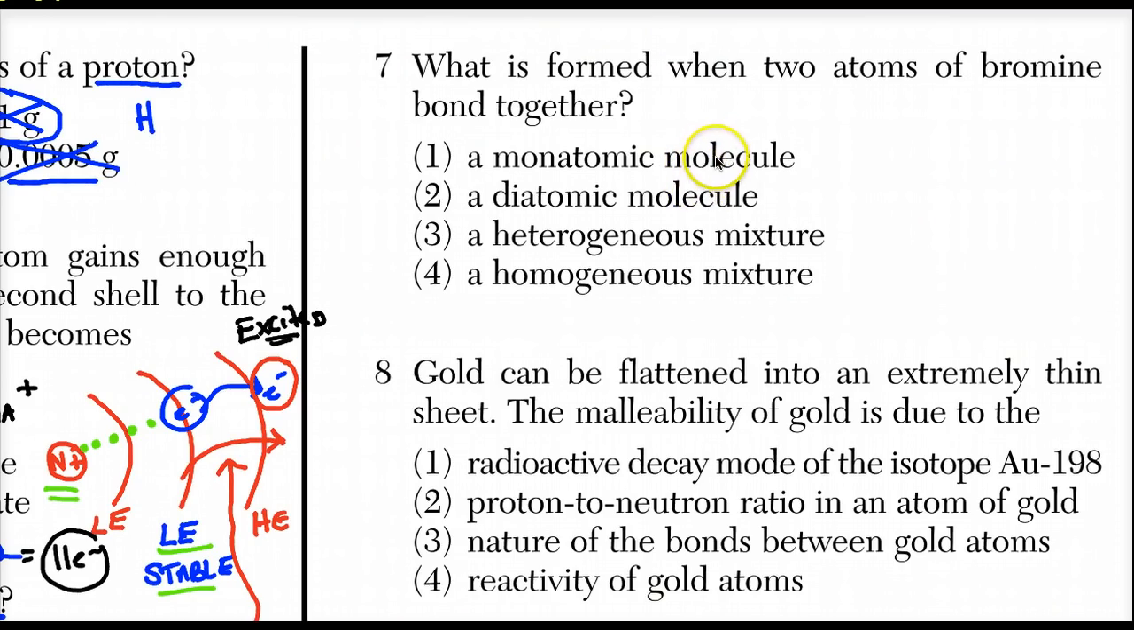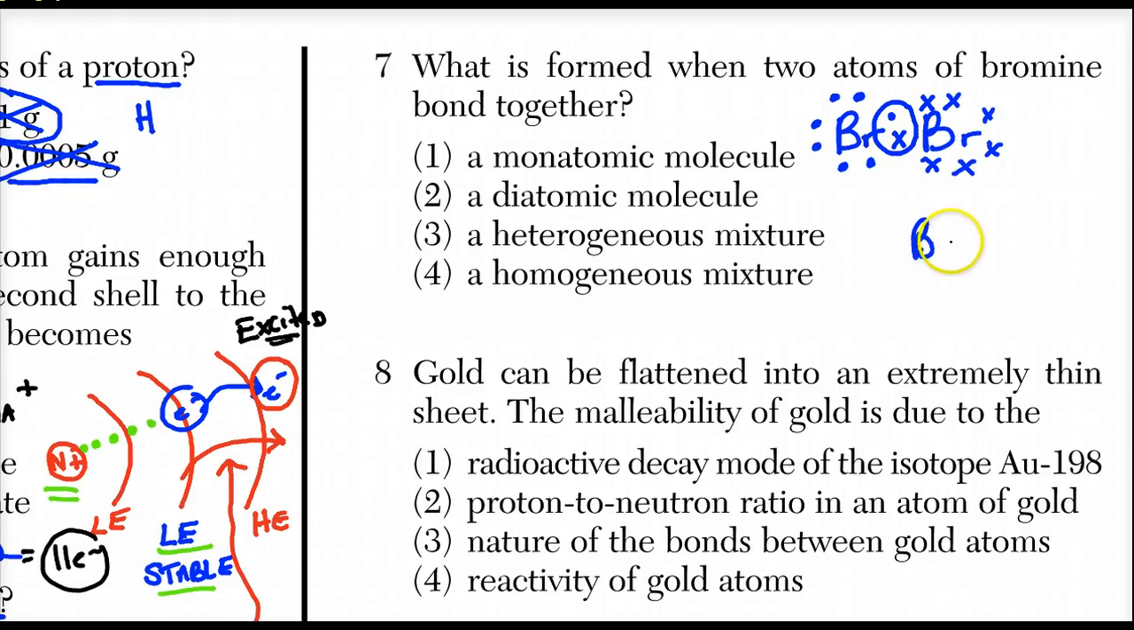Number 7, what is formed when 2 atoms of bromine bond together? So we have bromine, which is a halogen. It's in group 17, and I know it has 7 valence electrons because it's in group 17. And when you have one bromine, and you have another, this one also has 7 valence electrons, they're going to bond covalently. So it's going to make a diatomic element with a single bond. Now, what are they asking for?